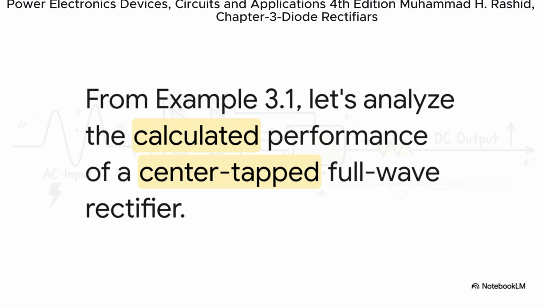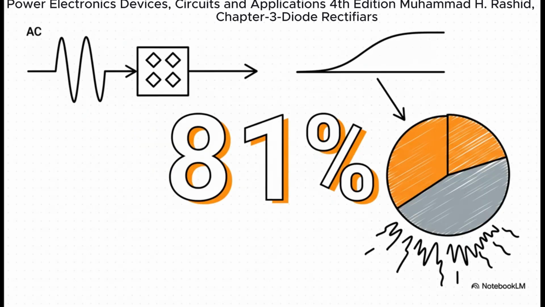Okay, to make this a little more real and less abstract, let's actually look at a calculation. We're going to pull the numbers from example 3.1 in the textbook for a full-wave rectifier. This will help put some concrete values to all the theory we've been talking about. And here's the big punchline from that calculation. The math shows that even if we had a perfect and ideal full-wave rectifier, the absolute maximum theoretical efficiency you can get is about 81%.